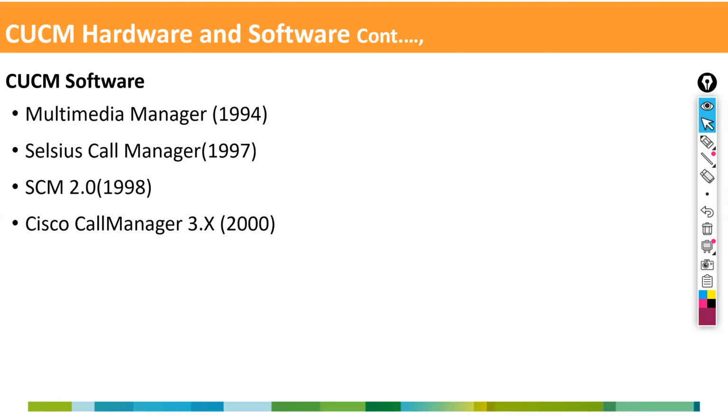Cisco Call Manager, they just removed Cisco and made it Cisco. Okay, see, CCM 2.0 is there. Now CCM 3.0 in the year 2000, this one. Then after 4.x, 5.x, 6.x, this is how they have released.